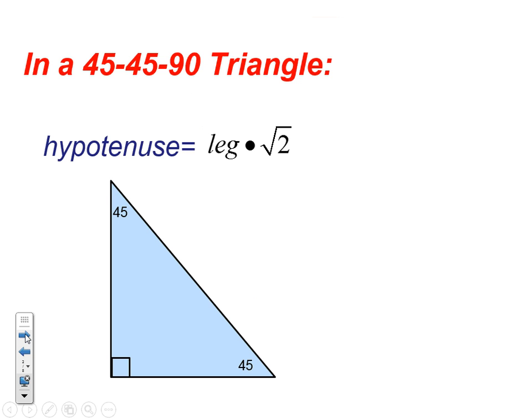Alright, in class we talked about a shortcut for finding 45, 45, 90. The hypotenuse equals leg times the square root of 2. Now, if we need to find the leg and all we know is the hypotenuse, we're going to have leg equals the hypotenuse divided by the square root of 2. So you might also want to get this shortcut down. This is when we're working with 45, 45, 90.